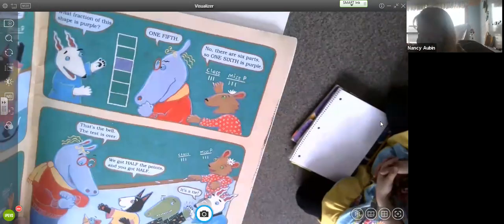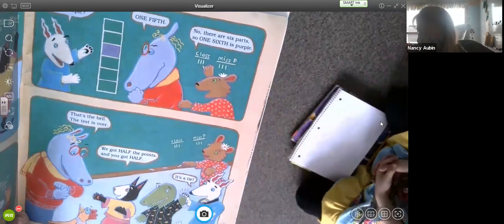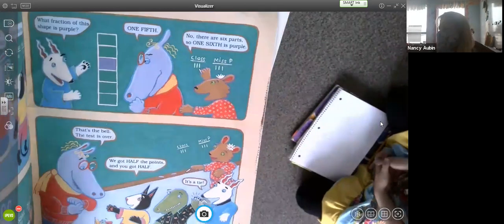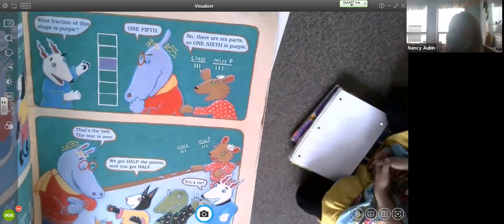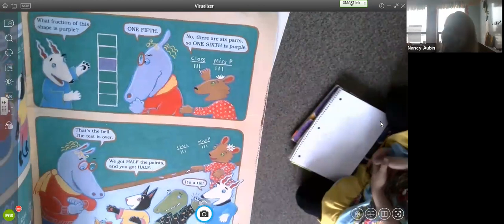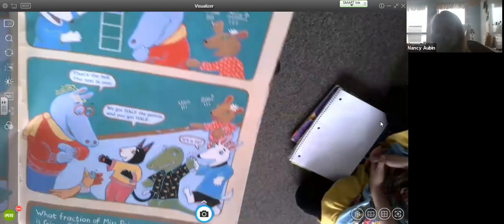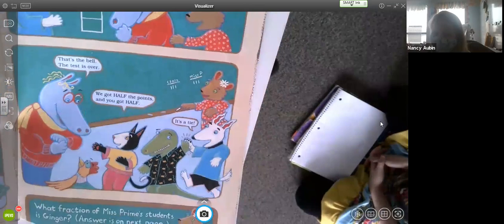1/5? Uh-oh, is she right? No. What should it be, Lucas? 1/6. There are 6 cards, so 1/6 is purple. You were wrong, Miss Prime. That's the bell. The test is over. We got half the points and you got half.